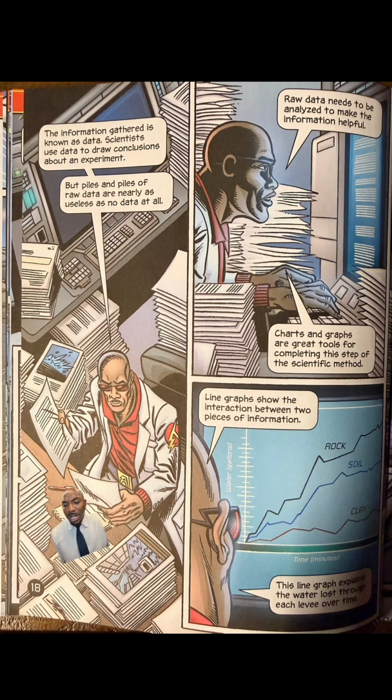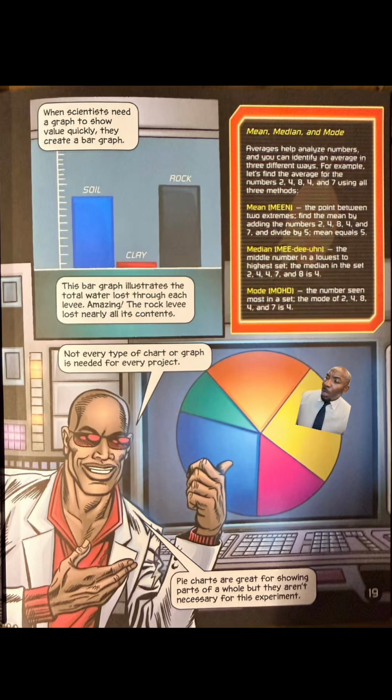Line graphs show the interaction between two pieces of information. The line graph explains the water lost through each levee over time. When scientists need a graph to show value quickly, they create a bar graph. A bar graph illustrates the total water lost through each levee. Amazing! The rock levee lost nearly all of its contents.